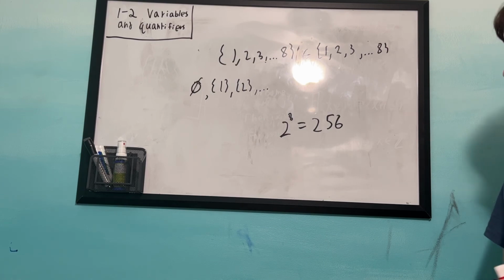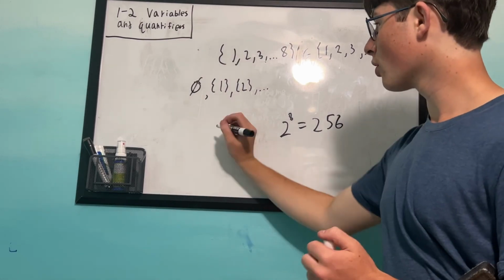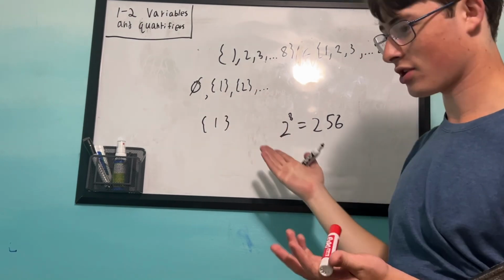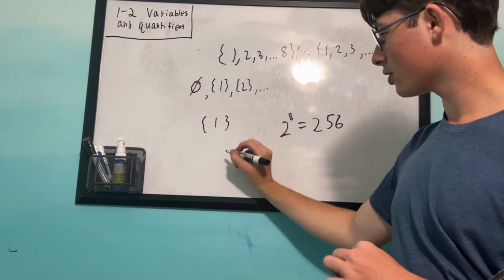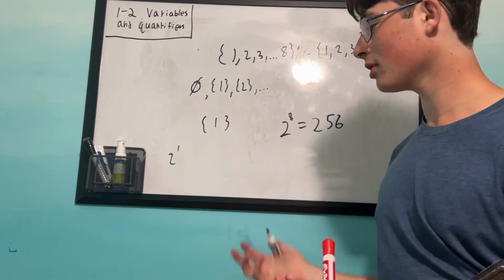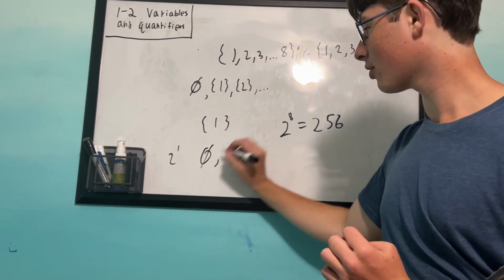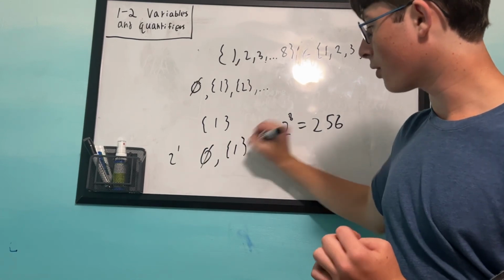This has to be true. If you just have the set of 1, you're going to have 2 to the 1 sets you can make, and that would be much easier to figure out by hand. It's just the empty set and the set containing 1.